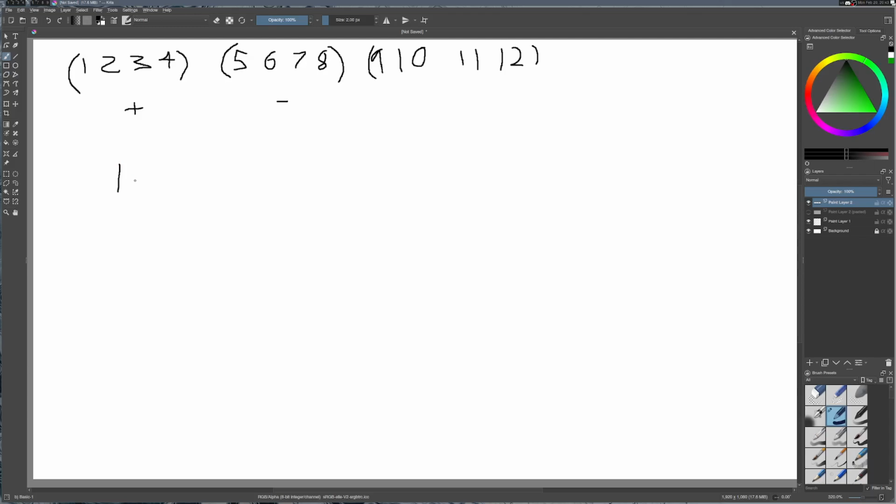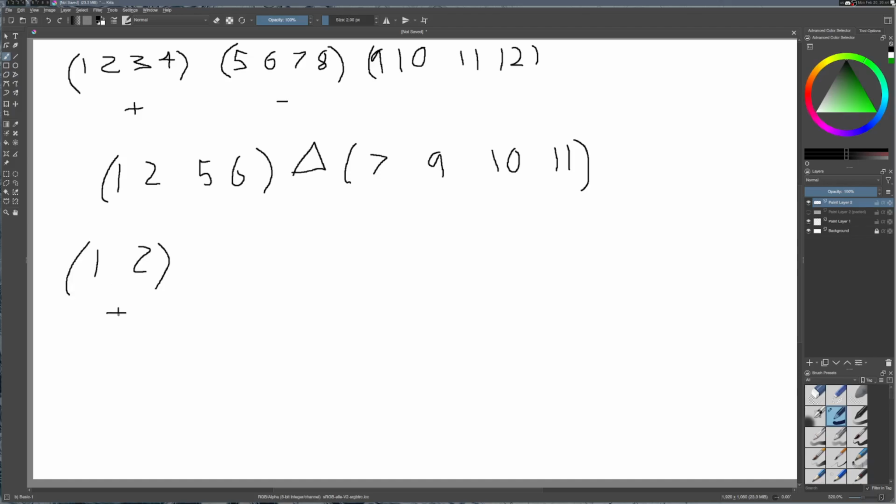So here's the comparison. You go 1, 2, 5, 6, and then I'm gonna use a triangle as a comparing symbol, compared to 7, 9, 10, 11. If it leans rightward, then that must mean that either 1 or 2 are heavier, or that 7 is lighter.